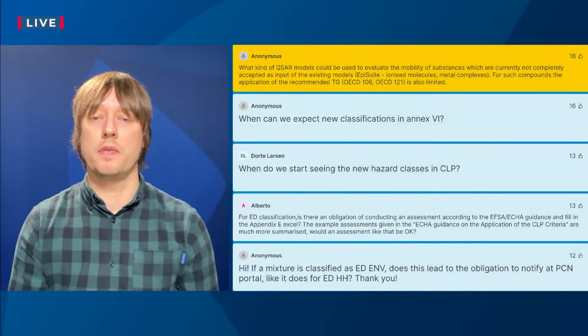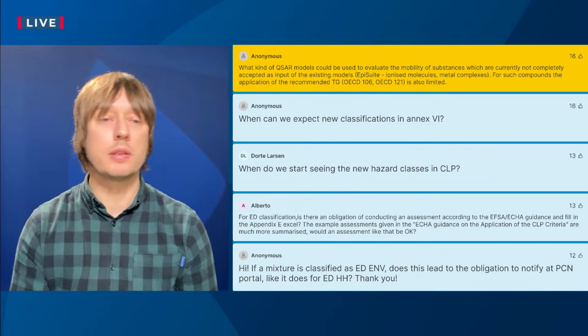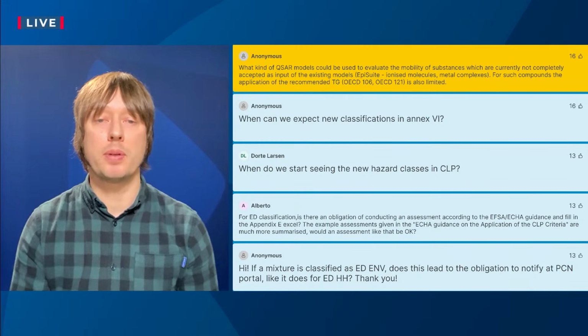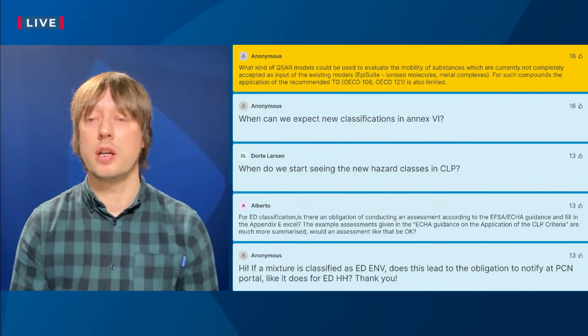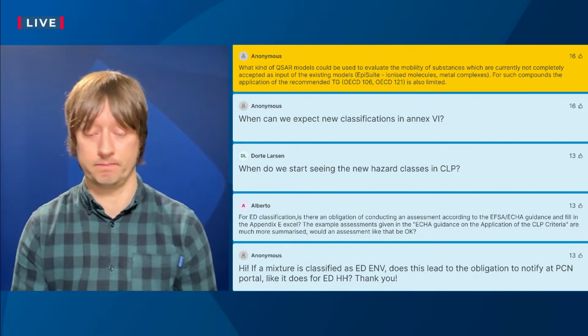What kind of QSAR models could be used to evaluate the mobility of substances which are currently not completely accepted as input of the existing models? Episweet, ionized molecules, metal complexes, for example. For such compounds, the application of the recommended TG is also limited. So it's a question on QSAR models, and this one is for Kostas.